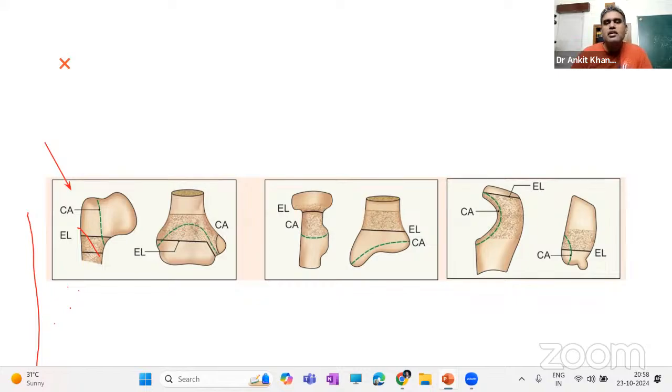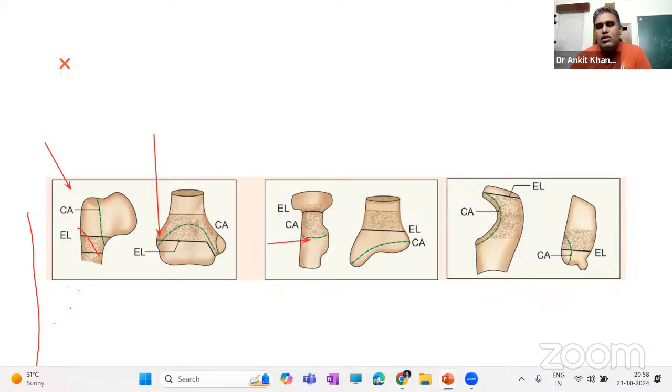Capsule attachment is the attachment of the synovial joint capsule. So the upper end of the humerus will have what? The shoulder joint. And the lower end of the humerus will have the elbow joint. Same if you look at the middle diagram of radius and the right diagram of ulna, their upper end will have the capsule attachment of the elbow joint, while the lower end will have the capsule of the wrist joint. Simple as that.